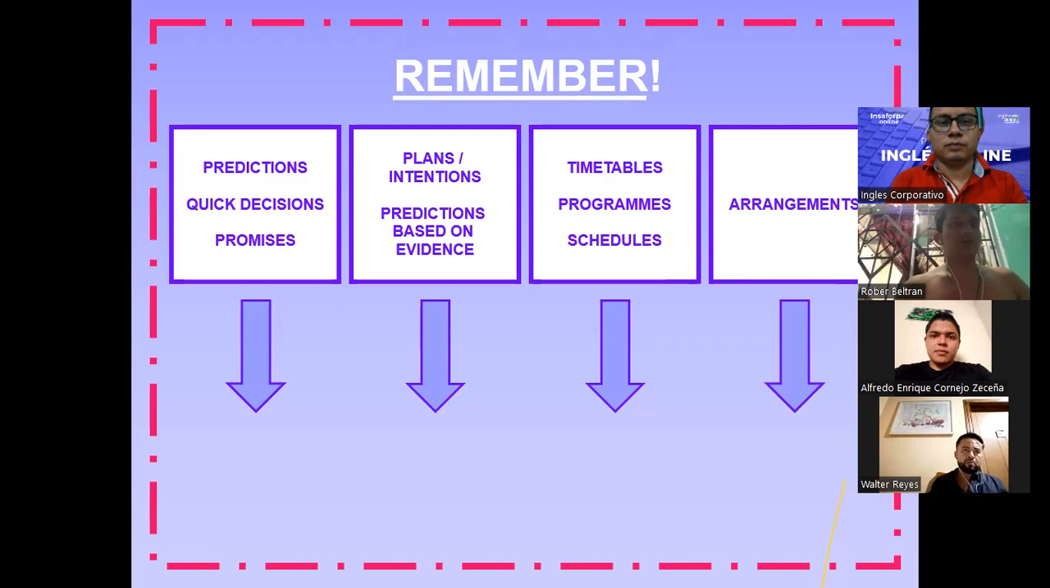And prediction. Before I tell you that, good evening. Okay, what do you mean, Robert? The first one I think is going to be predictions, quick decisions, and promises, and it can be both will and going to. Okay. And then plans, intentions, and predictions based on evidence. And the second one has to be going to. That's what I think, I'm not sure.